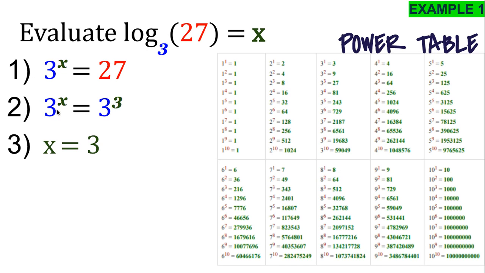The trick that we used here in the second step is we changed 27 to base 3. Once we found our common base, we were able to cross that base out and just set the exponents equal to each other.